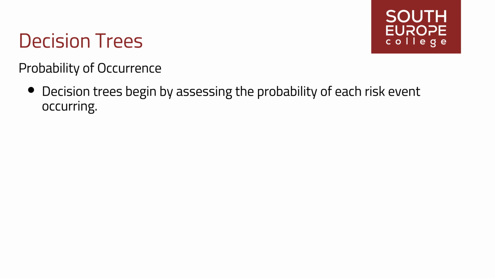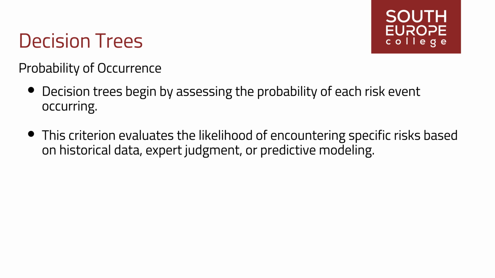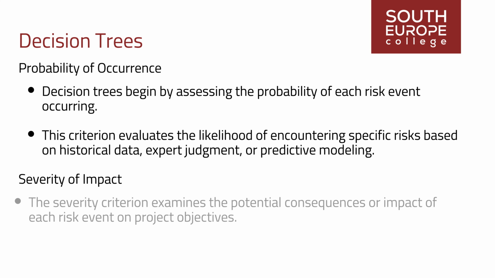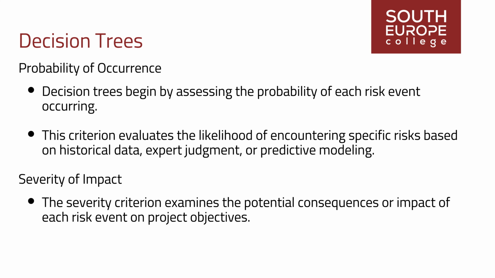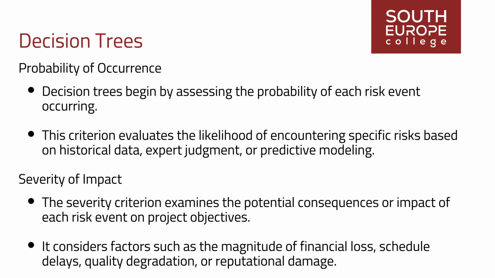Probability of occurrence. Decision trees begin by assessing the probability of each risk event occurring. This criterion evaluates the likelihood of encountering specific risks based on historical data, expert judgment, or predictive modeling. Risks with higher probabilities of occurrence are prioritized for response planning. Severity of impact. The severity criterion examines the potential consequences or impact of each risk event on project objectives. It considers factors such as the magnitude of financial loss, schedule delays, quality degradation, or reputational damage resulting from the occurrence of the risk. Risks with significant adverse impacts warrant more comprehensive response plans.